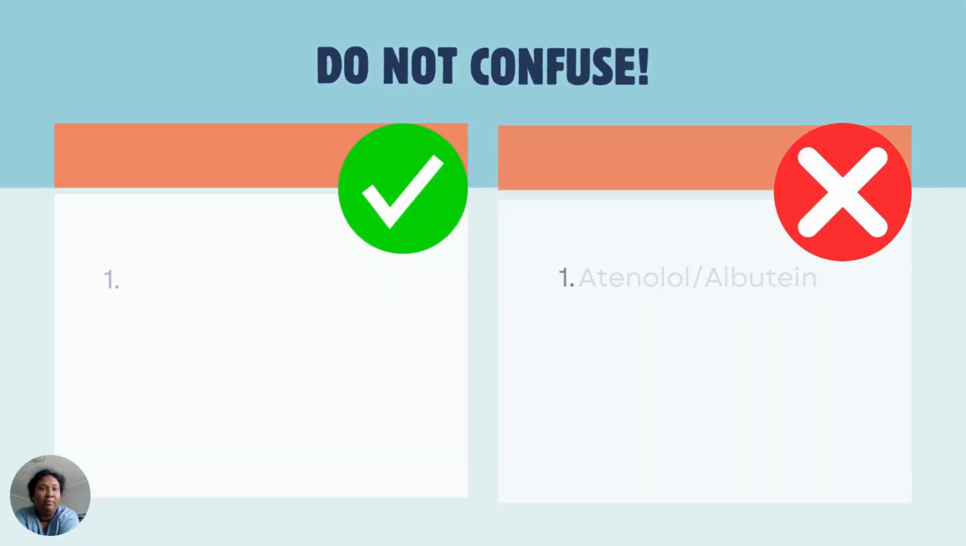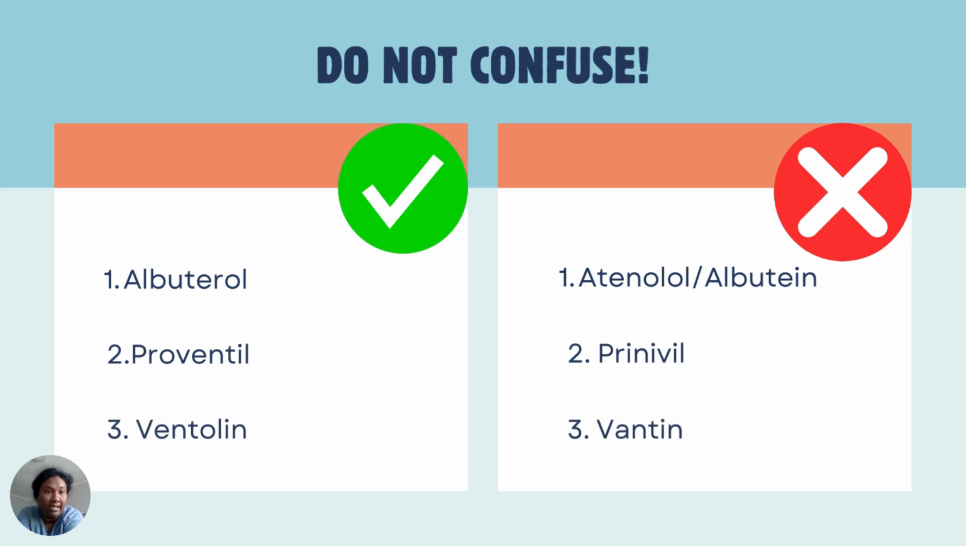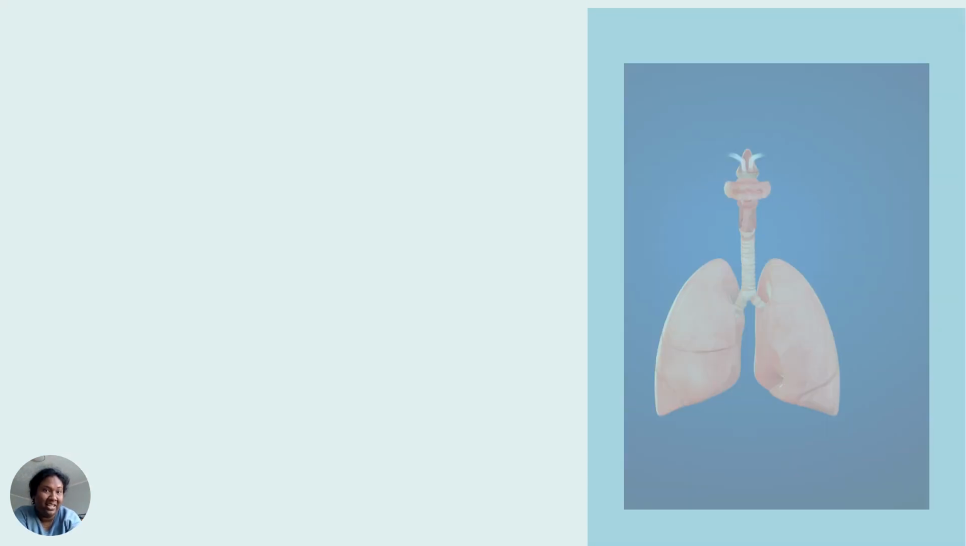All right. So moving to the sound-alike drugs. Please do not confuse it with atenolol, which is a beta blocker, or albutine, which is a human albumin injection. Proventil versus Prinivil: Prinivil is an ACE inhibitor, and also Ventolin versus Vantin: Vantin is a third generation cephalosporin antibiotic. So please do not confuse albuterol with the other drugs.